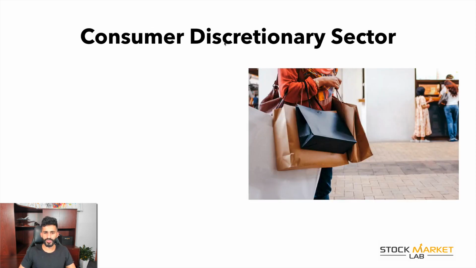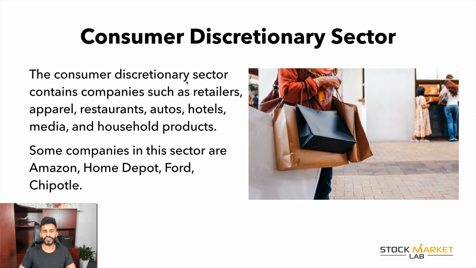Next, we have the consumer discretionary sector. The consumer discretionary sector contains companies such as retailers, apparel, restaurants, autos, hotels, media, and household products, such as Amazon, Home Depot, Ford, Chipotle, and obviously much more.